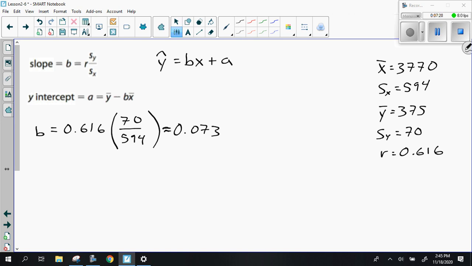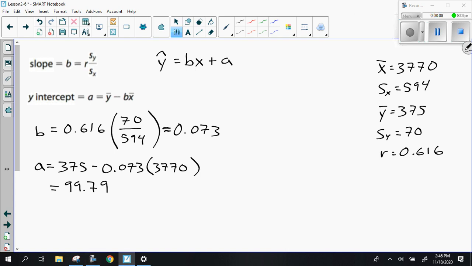All right, let's go ahead and find our y-intercept, which is A. So that is going to be y bar, or our mean of our y values, minus our slope, B, which we just calculated, times the mean of x, our x values, which is 3,770. Let's go ahead and calculate that value, which is going to turn out to be 99.79.